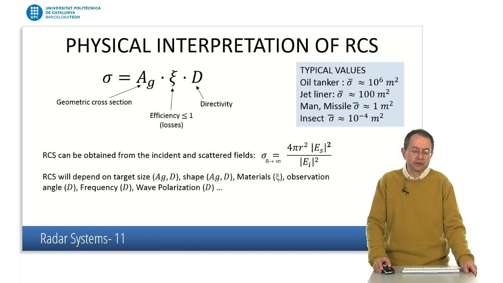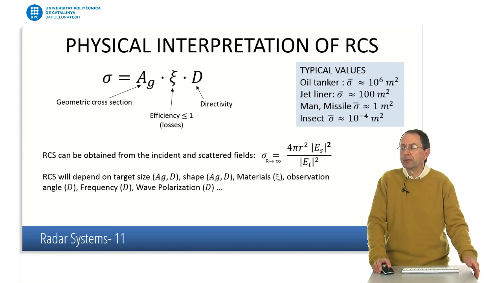Natural substances like wood and human skin have efficiencies which are between 0 and 1, so 30%, 50%, things like that. Water can be more efficient, 70, 80%, depending on the frequency and the angle of incidence. And it also depends on the frequency and the wave polarization.